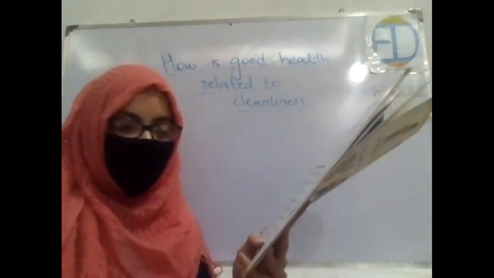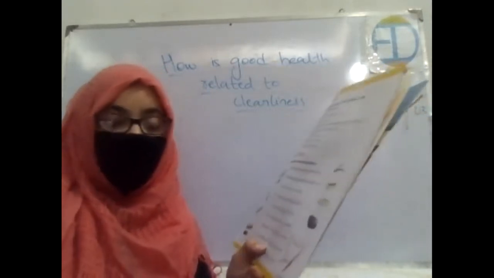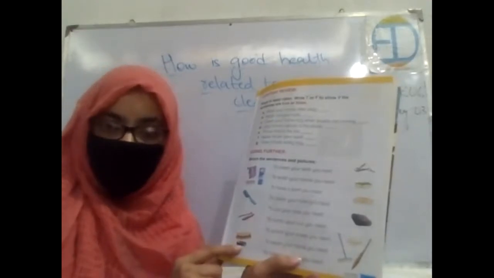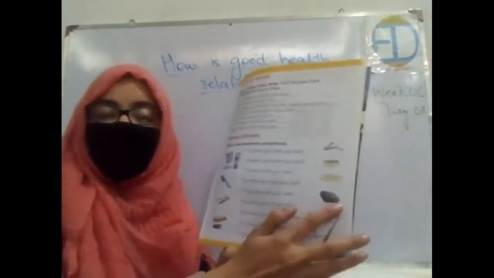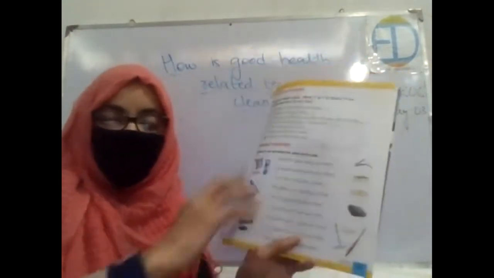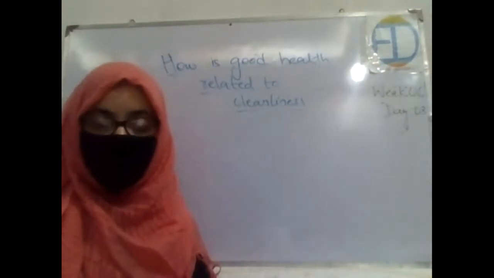The next says: to polish your shoes, you need. What do you need to polish your shoes? It's a shoe brush and a shoe polish. Okay. And the last is: to clean your feet, you need. What do we need? This one. Excellent. So you are supposed to match them properly.